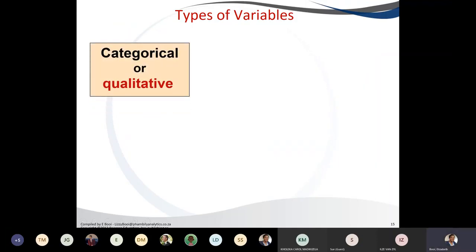So there are different types of variables that we get. We can get a categorical variable, which produces categorical data. You will constantly hear me interchange the two. A categorical variable is a variable that can be placed into categories, and we can also call it qualitative data because of the quality part of it.